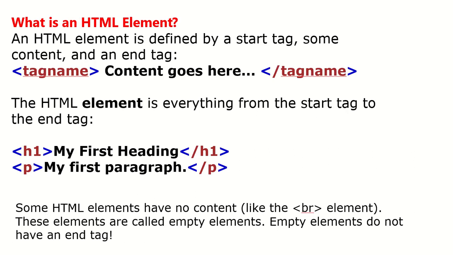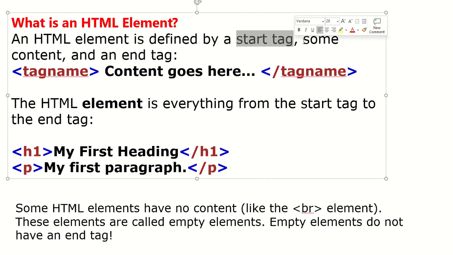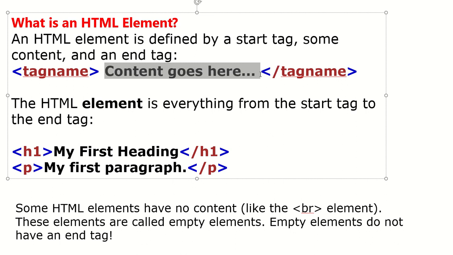So what is an HTML element? An HTML element is defined by a start tag, then some content, and then an end tag. So here is the syntax for that. We always write a tag in angle brackets. Okay, this is nothing but the starting tag, then our content, and then we end with the same tag with a slash. Okay, the HTML element is everything from start tag to end tag.